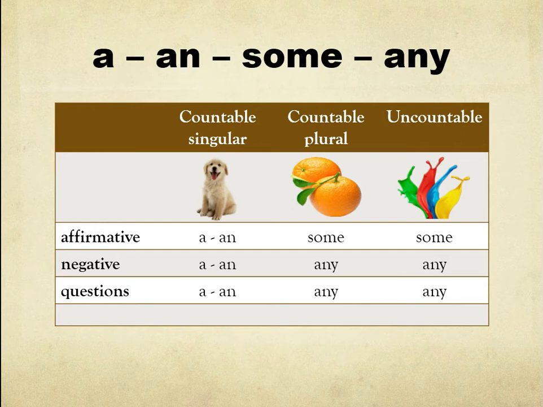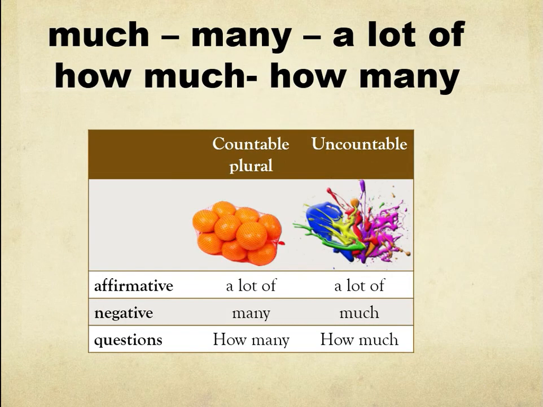Negative: with countable singular, a, an. Countable plural, any. And uncountable, also any. Questions are the same: a, an in countable singular. Any in countable plural and uncountable.